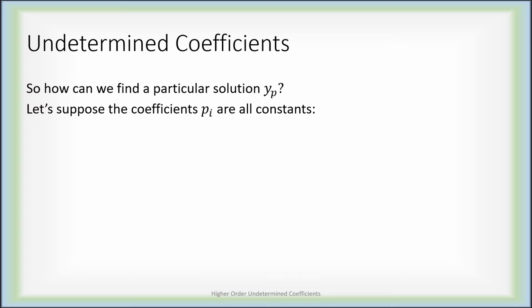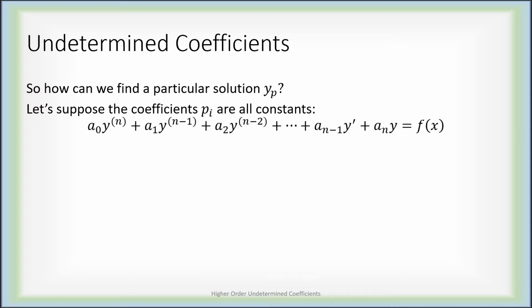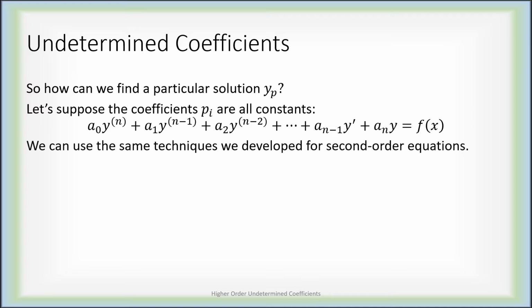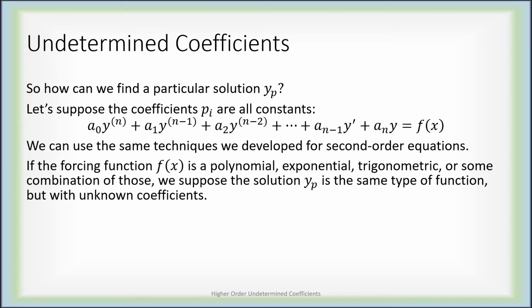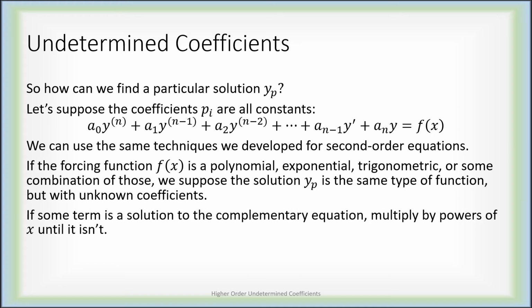Let's suppose all the coefficients are constants. So now we have an nth order linear differential equation with constant coefficients, but we're no longer necessarily assuming it's homogeneous. We're going to use the same techniques we developed for second order equations. If the forcing function is a polynomial or an exponential function or trigonometric functions or some sort of combination of those things, the method of undetermined coefficients says, suppose that y sub p is the same basic type of function but with some unknown coefficients thrown in. Then try to solve for those coefficients.